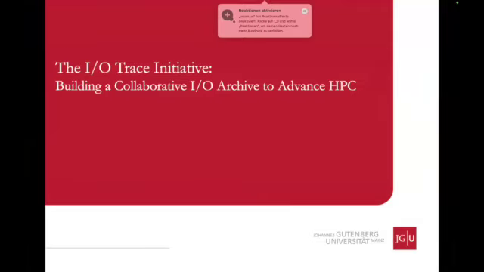So hi everyone, and thanks for the invitation. What I want to briefly discuss right now is that we try to create an initiative to collect the traces of IOs in HPC systems. And one of the very important parts of that was related to the things that we are doing in NFDI for computer science.